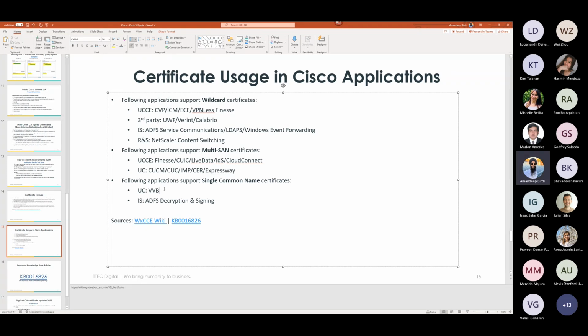And lastly, there's only a couple places that are using single common names. VVB is one of them because VVB is not a cluster, right? They're all standalone devices. So even if it could support multi-SAN, it wouldn't make sense. It's a single server, so you have a single common name. IS is managing ADFS decryption and signing certs. Those are self-signed and also single common name.